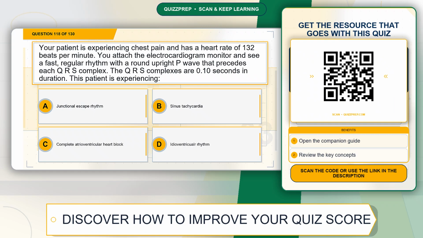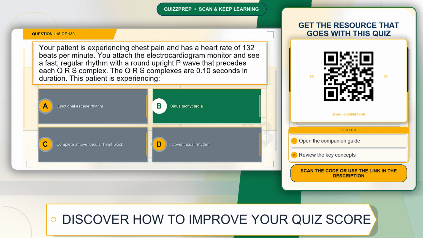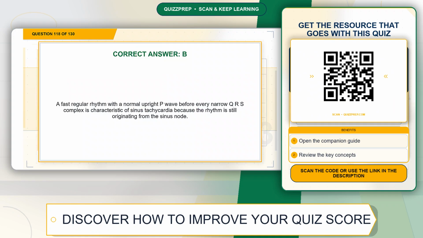Question 118. Your patient is experiencing chest pain and has a heart rate of 132 beats per minute. You attach the electrocardiogram monitor and see a fast, regular rhythm with a round upright P wave that precedes each QRS complex. The QRS complexes are 0.1 seconds in duration. This patient is experiencing option A, junctional escape rhythm. Option B, sinus tachycardia. Option C, complete atrioventricular heart block. Option D, idioventricular rhythm. The correct answer is option B, sinus tachycardia. Explanation: a fast regular rhythm with a normal upright P wave before every narrow QRS complex is characteristic of sinus tachycardia because the rhythm is still originating from the sinus node.